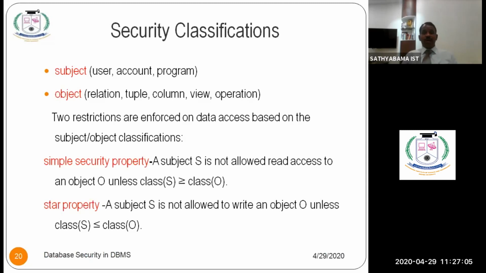Another property we have is the star property. The subject, for example the user, is not allowed to write any data, that is any relations or any tuples, unless the object's class is greater than the subject's. That is, it has full access rights to the relation and the tuple, and only then can the user modify the data. It is a security classification.